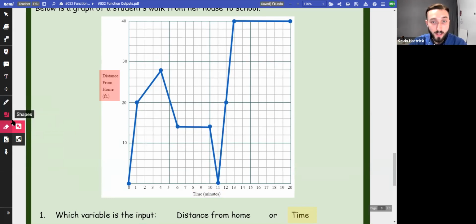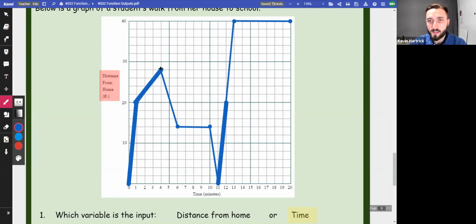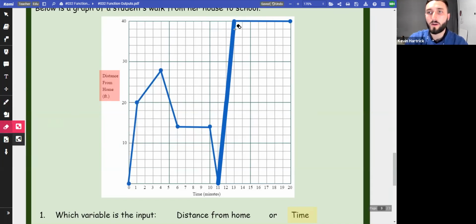So now she's really, really going fast, right? She goes at the same rate, basically, right? She goes 20 feet in a minute, just like she did back at the beginning. But then she doesn't slow down when she hits the second part because she just keeps going, boom, and she makes it to school. And school looks like it's about 40 feet away, right?